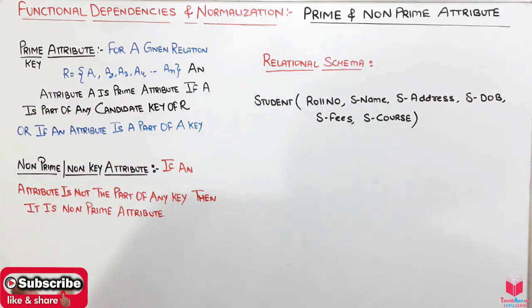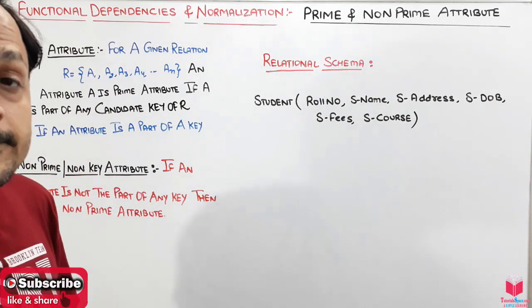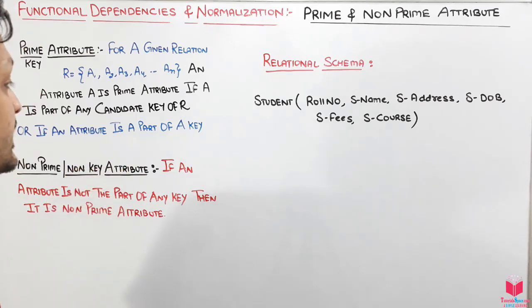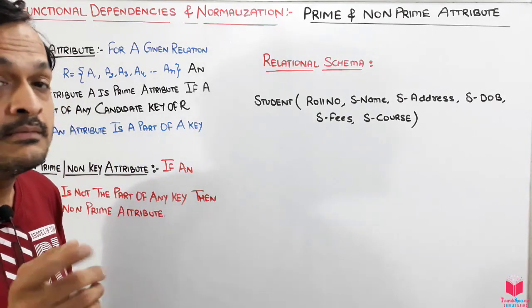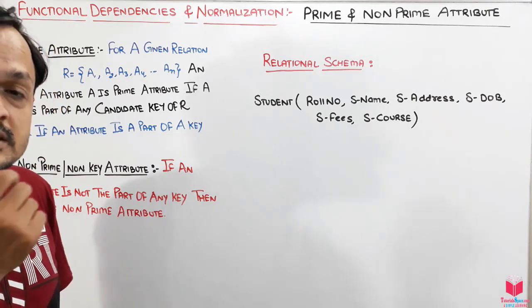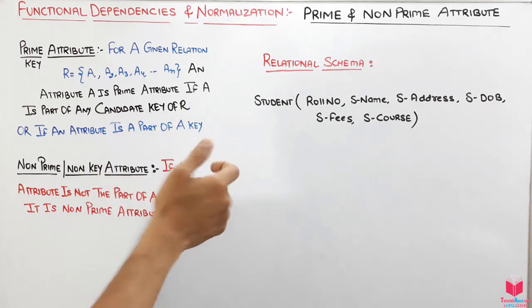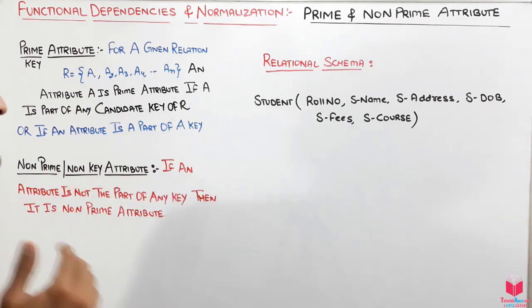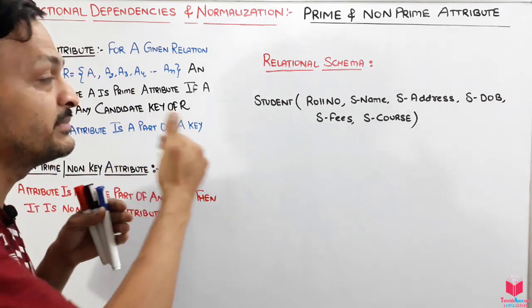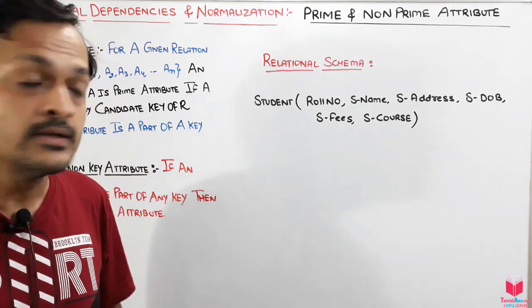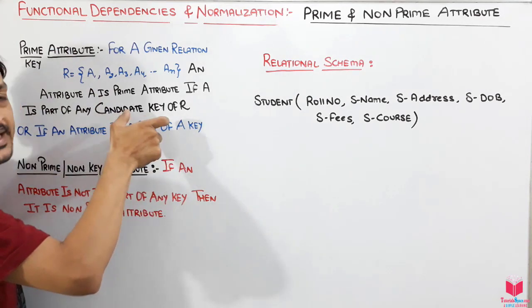So let's see another definition. Some books say that if an attribute is a part of any key, it is a prime attribute. Does that include a superkey? Or if A is a part of a superkey, will it be a candidate key? No. In a superkey we take combinations of attributes to find out whether they can uniquely identify or not. But we do not include the superkey here, we only include the candidate key.